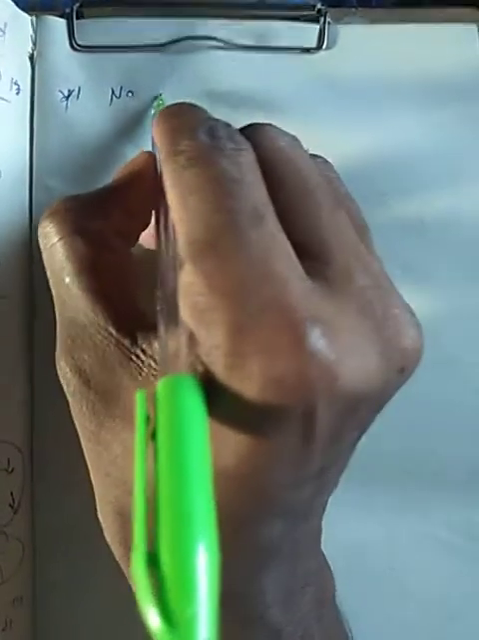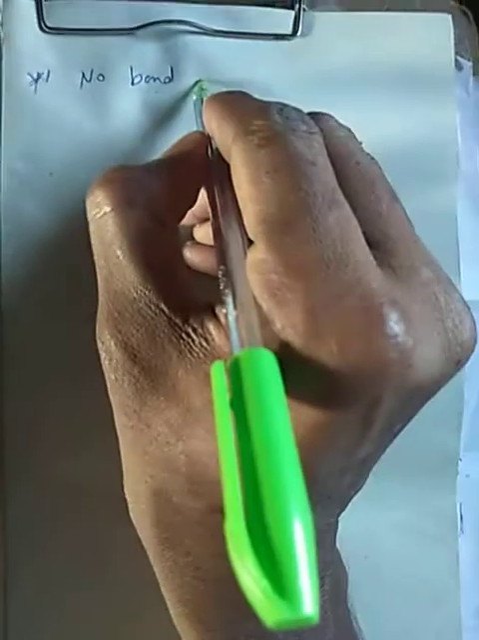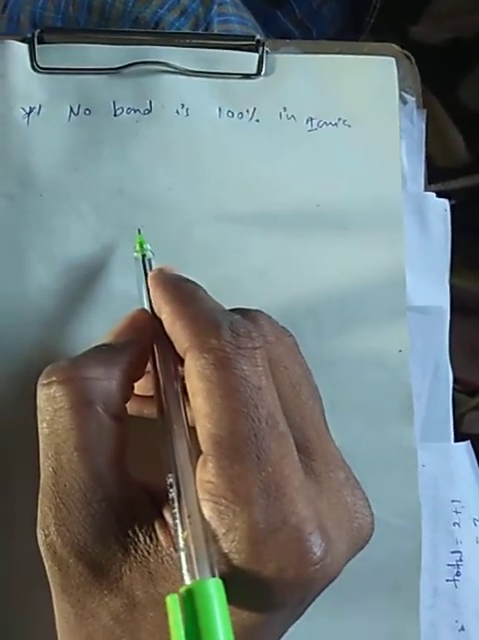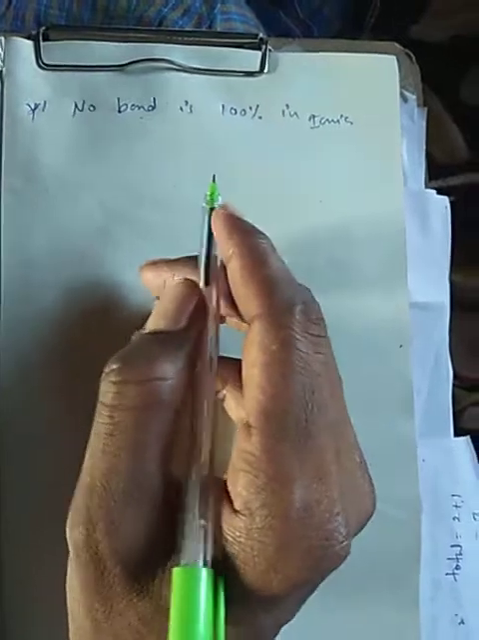Now, continuing our topic. In ionic bonds, no bond is 100% ionic in nature. Some percentage of covalent character is present in every ionic bond.